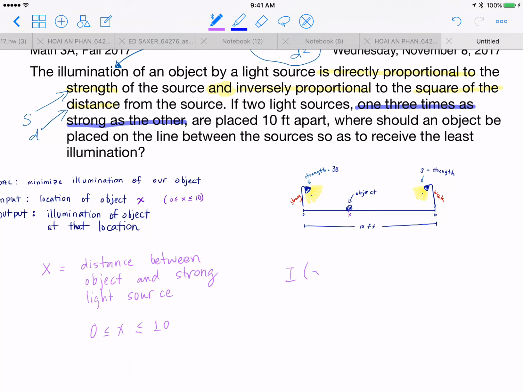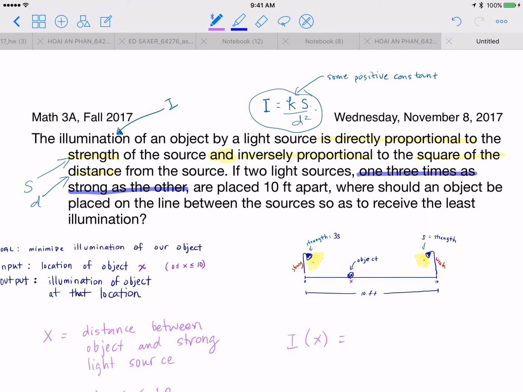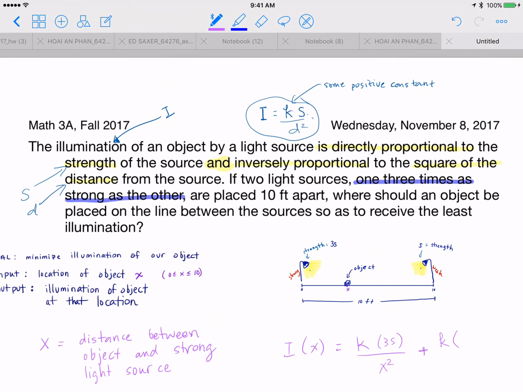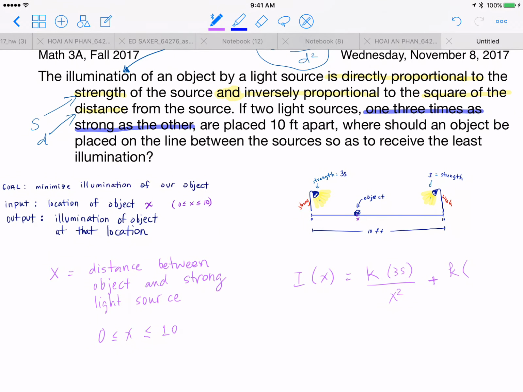Now our illumination, which depends on the distance between the object and the strong light source, is going to equal, what's our formula? K times the strength over D squared. So we'll have K times the strength of the strong light source over the distance to the strong light source squared, plus, because the object also has illumination from the weak light source, K times S, the strength of the weak light source.